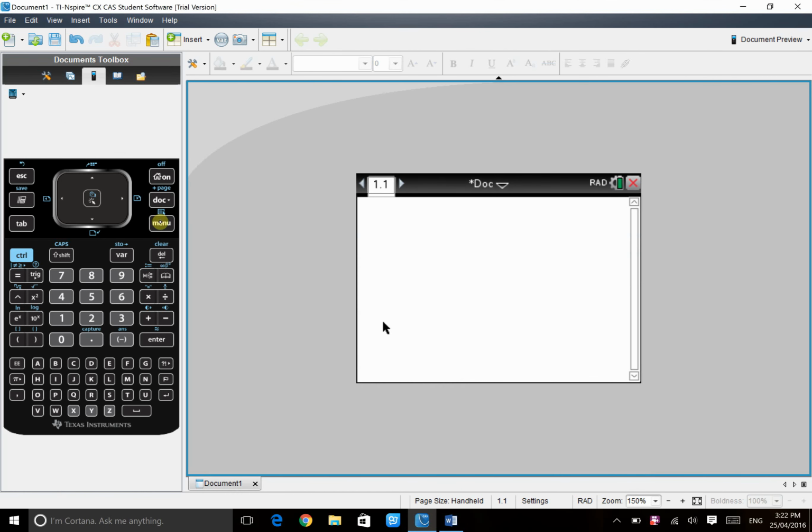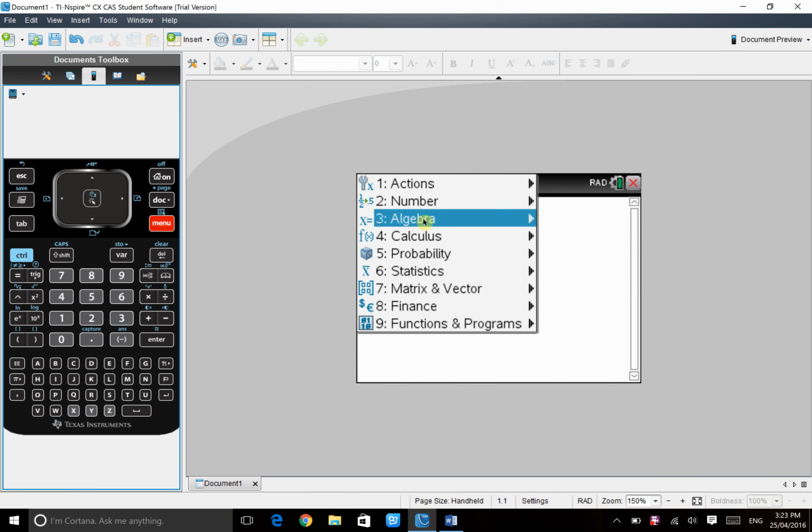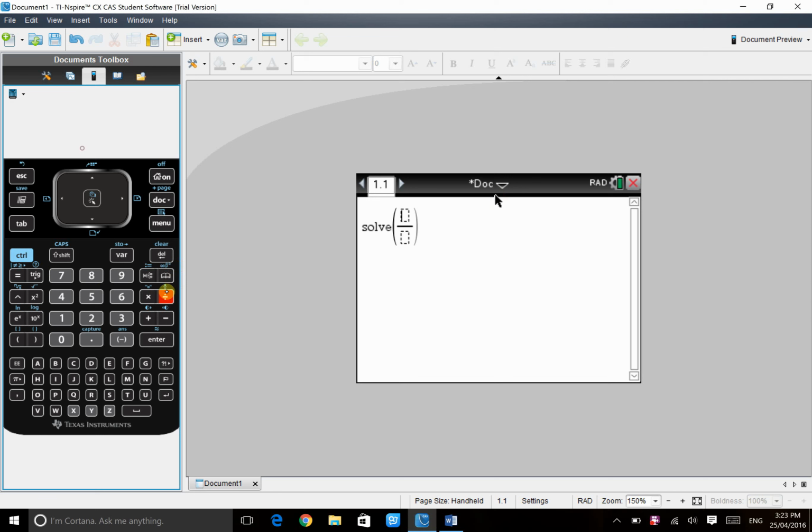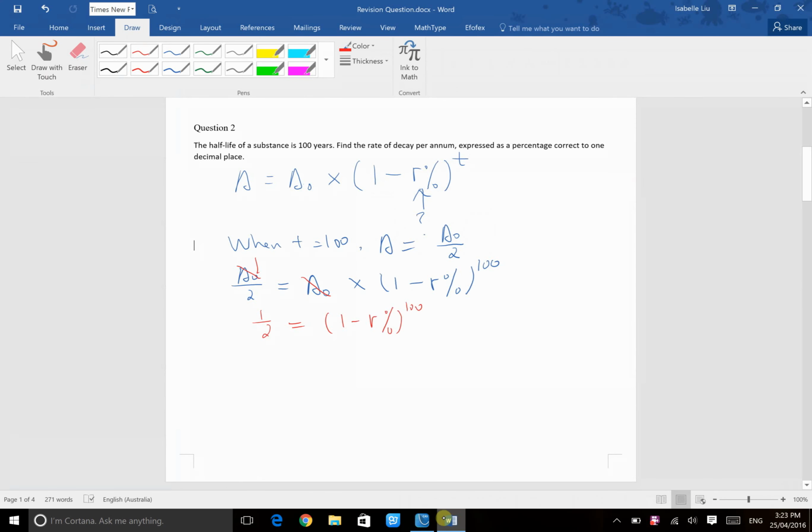How can I solve something? I press menu, go to number 3, algebra, and go to number 1, solve. So let's type that in. A half: press control and divide for the fraction. So 1 on 2 equals, in brackets, 1 minus r percent, which means r over 100, then the whole thing to the power of 100. That's the equation we have here.